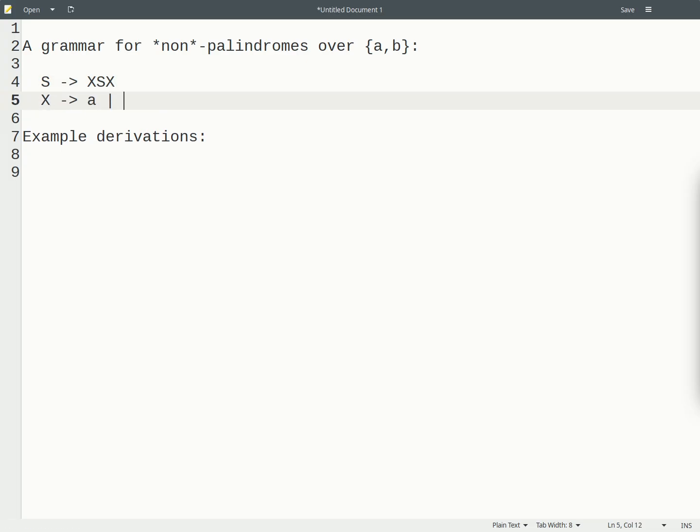It can rewrite either to A or to B. So our variable X stands for an arbitrary letter A or B. So now this rule generates arbitrary letters in the front and in the back of the word. It just makes sure it's the same number.